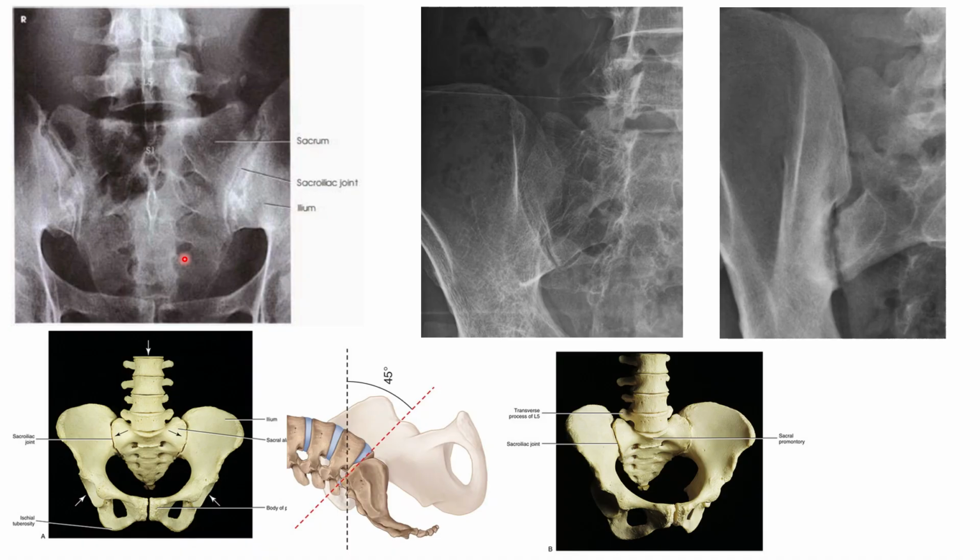The central ray is going to be placed 2 inches inferior to the ASIS and down the mid-sagittal plane, angled 30 to 35 degrees cephalad.